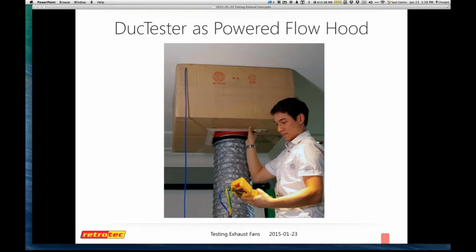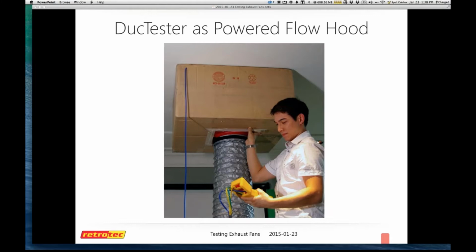And Retrotec has different fan curves if you're going to use your DucTester to do a passive house or use it as a blower door setup. So if you're going to use it for duct testing, if you go to the next page, you see the DucTesters. And it has the 200, the 240, and the 340.